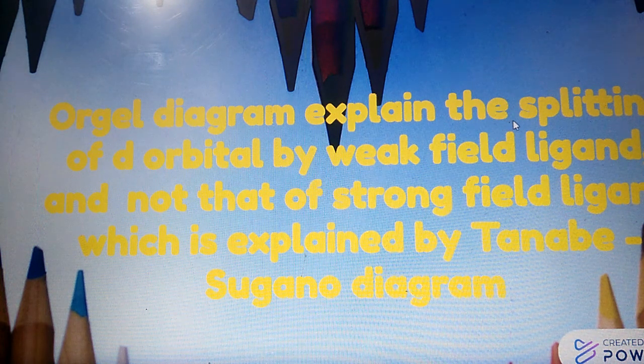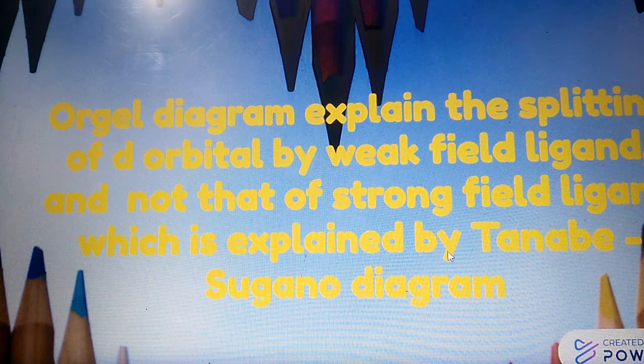Orgel diagram explains the splitting of d orbitals by weak field ligands. Weak field ligand means those ligands which can't donate their electrons easily due to their high electronegativity, and not that of strong field ligands, which is explained by the Tanabe-Sugano diagram. Orgel diagram explains the splitting of d orbitals by weak field ligands, and Tanabe-Sugano diagram explains the splitting of d orbitals by strong field ligands.